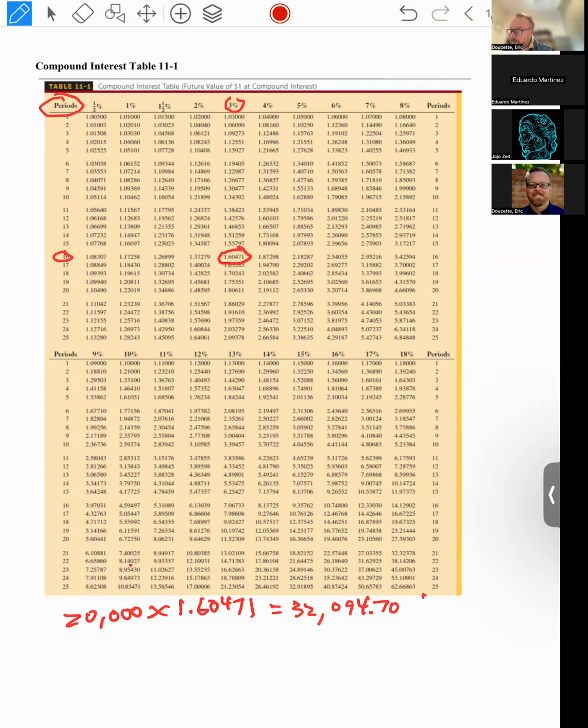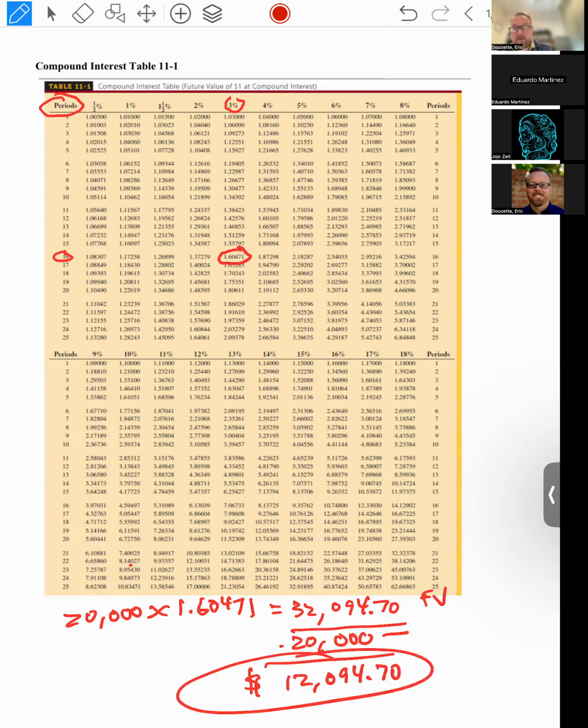$32,094.70. So this is my future value, or my maturity value, after 8 years, compounded semi-annually at 6%. I will have $32,094.70 at the end of 8 years. So that's my future total value. That includes my initial $20,000. So then how much interest did I earn? Well, simple enough. I just deduct my original investment, and that comes out to $12,094.70. So that's how much compound interest I earned, right?